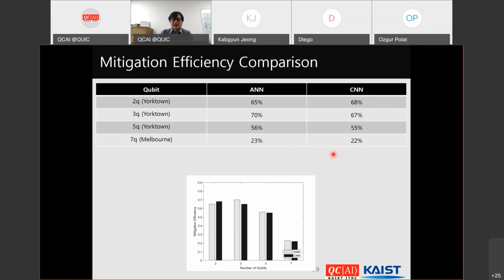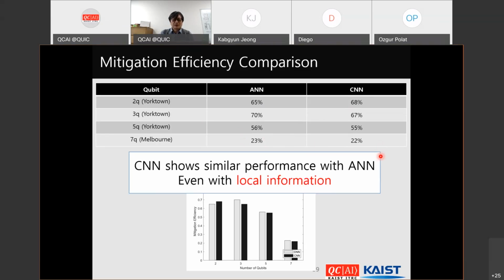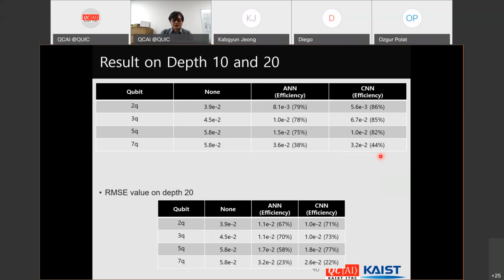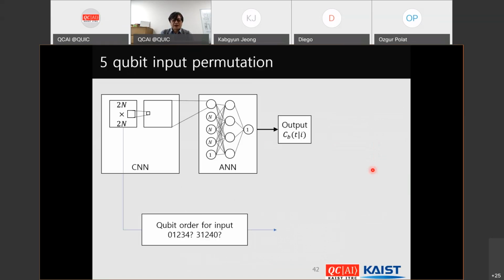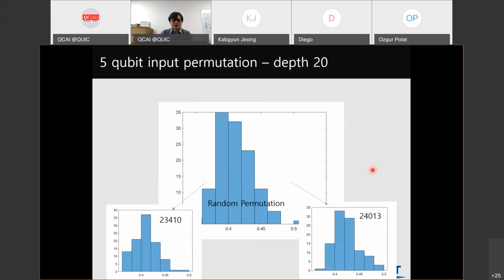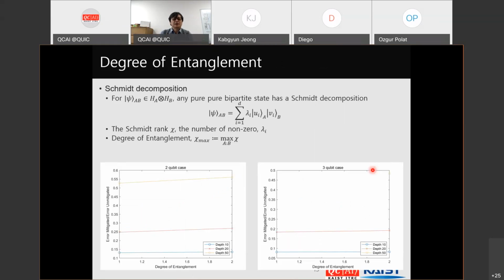However, the training cost of the previous one was big O of 2 to the n. However, the training cost of this one was just big O of n. So eventually, the result was a little bit better with the CNN, even though we trained with a lower number of samples.